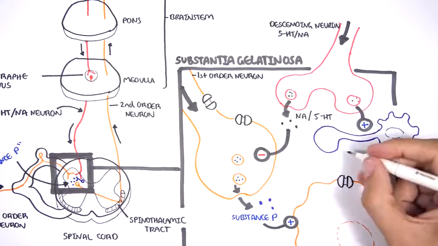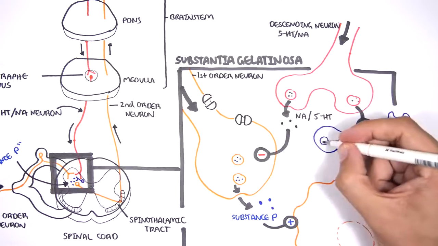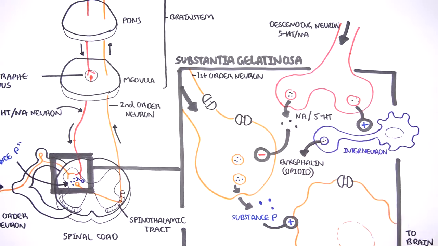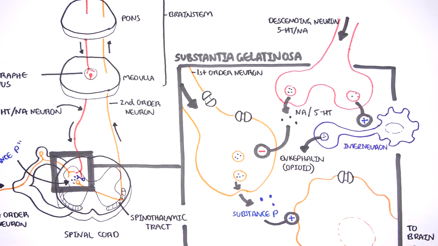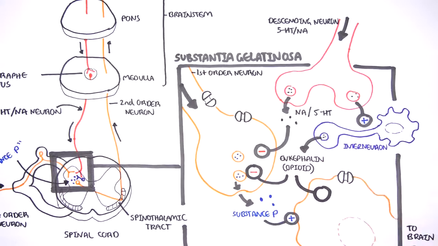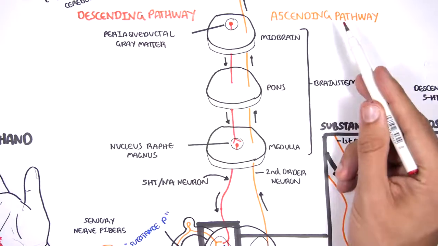This interneuron in the substantia gelatinosa is actually an opioid neuron, which when stimulated will release an endogenous opioid called enkephalin. Enkephalin, like all opioids, will do two things in the substantia gelatinosa. One, it will inhibit the presynaptic neuron from releasing substance P. And two, it will inhibit the postsynaptic neuron from depolarizing and thus stop the continuation of the impulse up to the thalamus. All in all, opioids such as enkephalins will inhibit the ascending pathway of pain. So that was an overview of the ascending pathway and the descending pathway of pain.